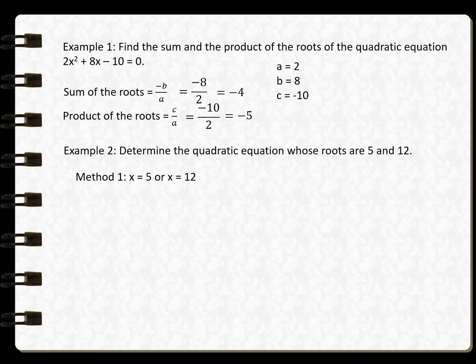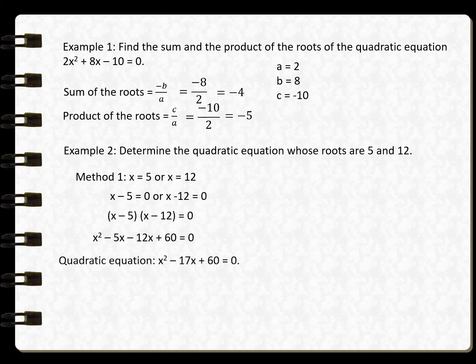So, ang gagawin natin is to equate those roots to 0. So, x minus 5 is equal to 0 at x minus 12 is equal to 0. Now, we multiply them para maging sagot natin is x squared minus 5x minus 12x plus 60 is equal to 0. And then, simplify natin yan, magiging x squared minus 17x plus 60 is equal to 0. Yun na po yung ating quadratic equation.